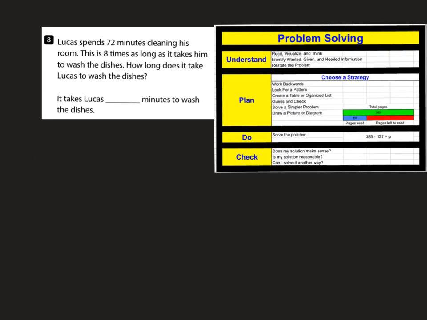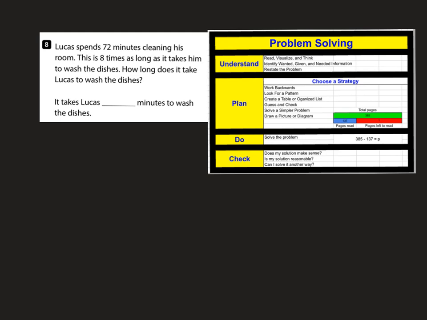All right, guys, our last problem. Lucas spends 72 minutes cleaning his room. This is 8 times as long as it takes him to wash the dishes. So cleaning his room, he spends 72 minutes, and washing the dishes is 72 divided by 8. We have our equation with our variable. So washing dishes equals 72 divided by 8, which gives me a quotient of 9.